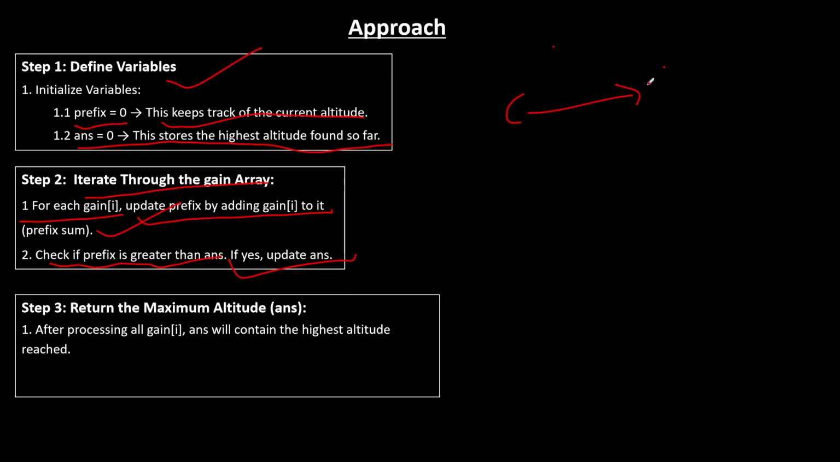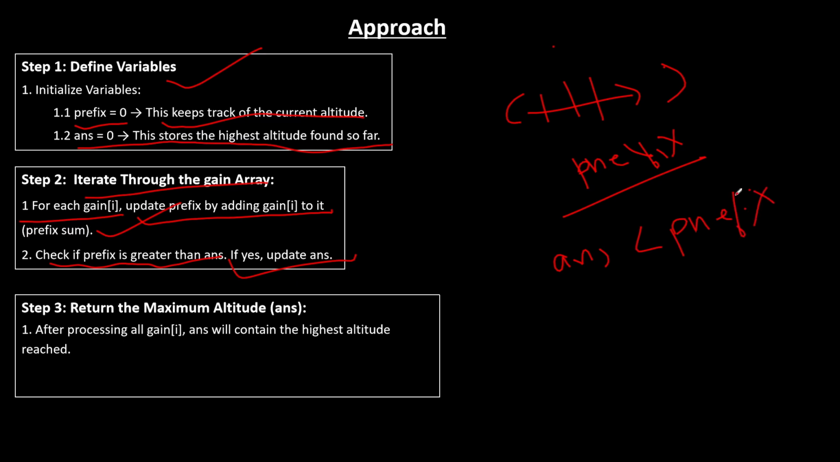So when we are going through the array, at each point we update the prefix like a prefix sum, right? And in answer, we check whether answer is smaller than prefix or not. If it is, answer becomes prefix, right? And at the end, after processing the complete array, we return the answer, which contains the highest altitude reached, right? The approach is very systematic and very easy to understand.